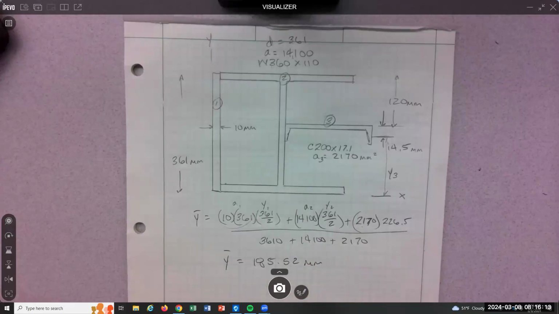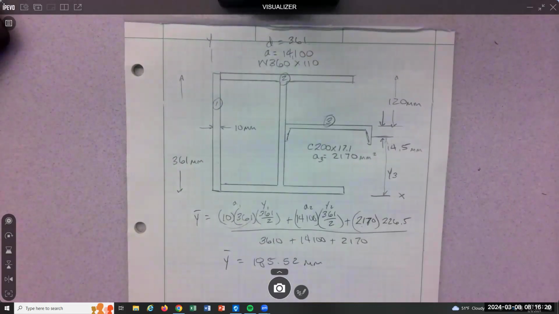Yeah. So you can usually estimate it just by looking at it. Where's the mass? Is it shifted up? Then it should be above the halfway mark. If the mass is low, then it's shifted down, right? All right, so let's grind out the X bar.